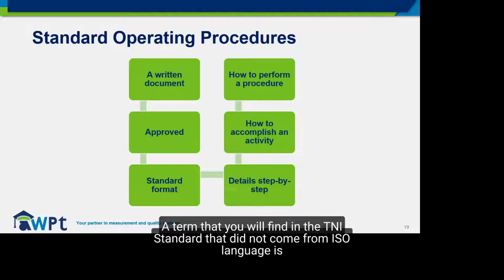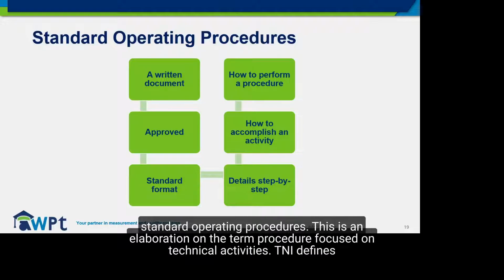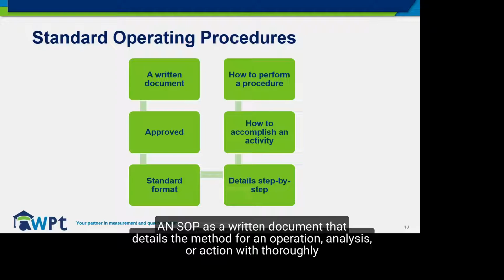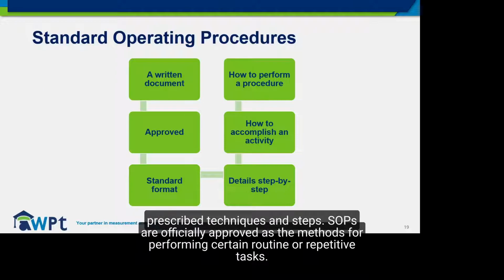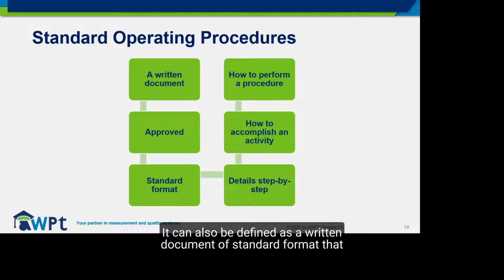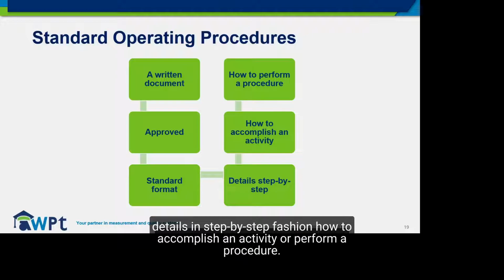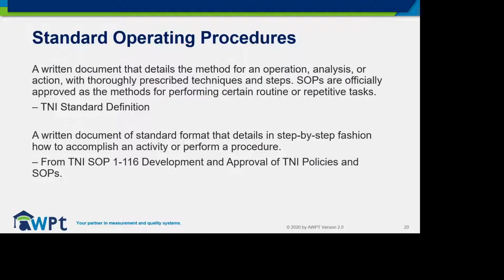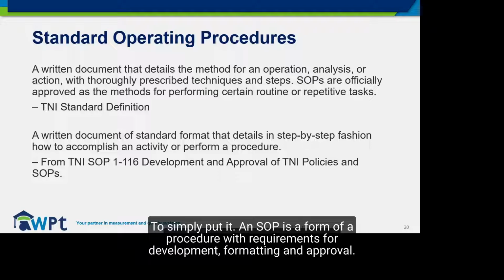A term that you will find in the T&I standard that did not come from ISO language is standard operating procedures. This is an elaboration on the term procedure focused on technical activities. T&I defines an SOP as a written document that details the method for an operation, analysis, or action with thoroughly prescribed techniques and steps. SOPs are officially approved as the methods for performing certain routine or repetitive tasks. It can also be defined as a written document of standard format that details in step-by-step fashion how to accomplish an activity or perform a procedure. To simply put it, an SOP is a form of a procedure with requirements for development, formatting, and approval.